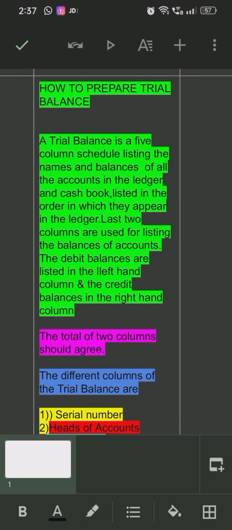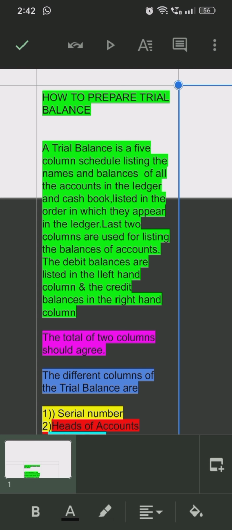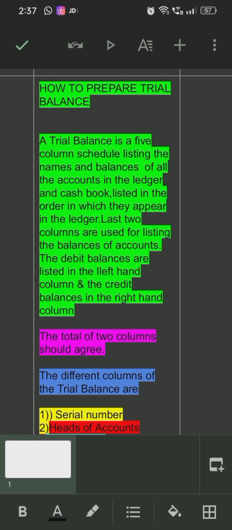Today I am going to discuss the chapter, the trial balance. What is the meaning of trial balance?